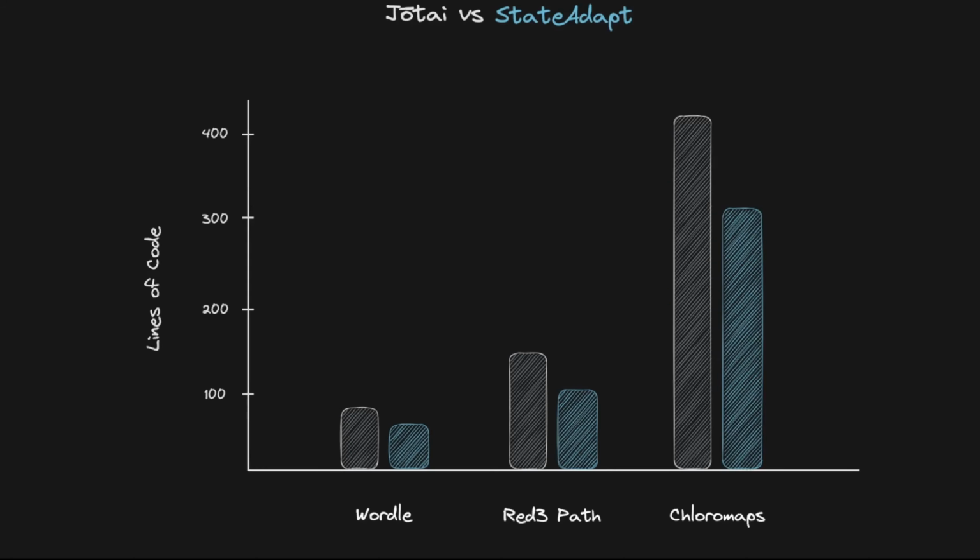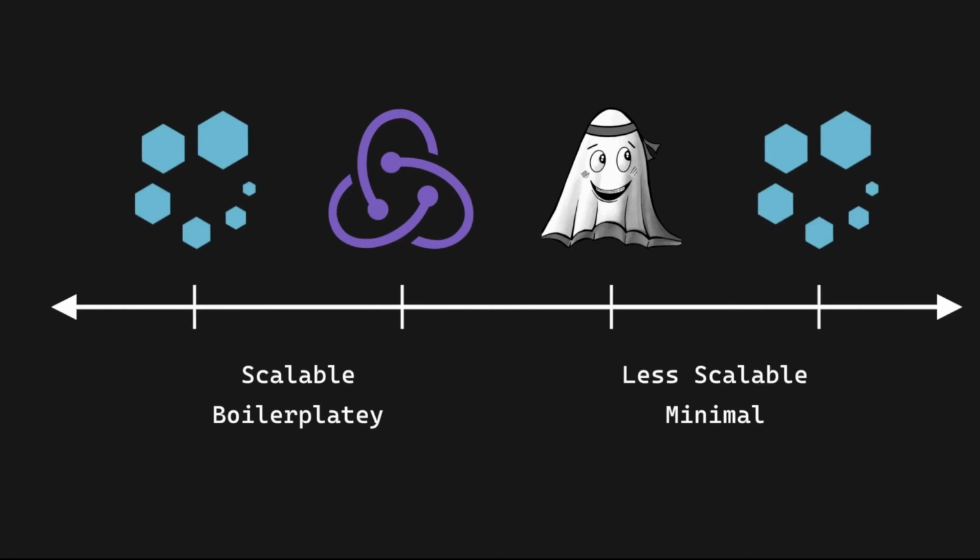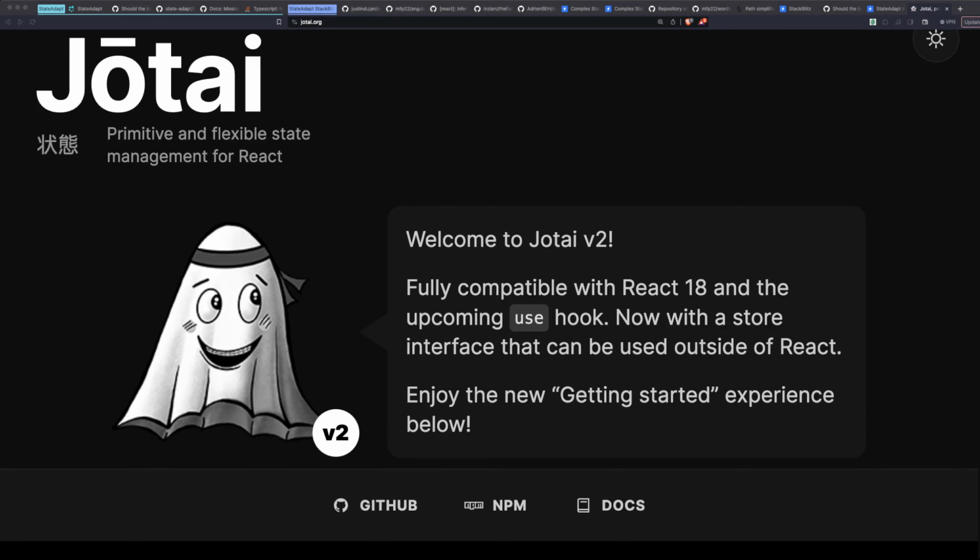It's more minimal than Jōtai. And this trade-off isn't real. In fact, the only way to be really minimal is to also be unidirectional. But to be clear, Jōtai is an awesome state management library. I love the way it does derive states. Atoms are awesome.